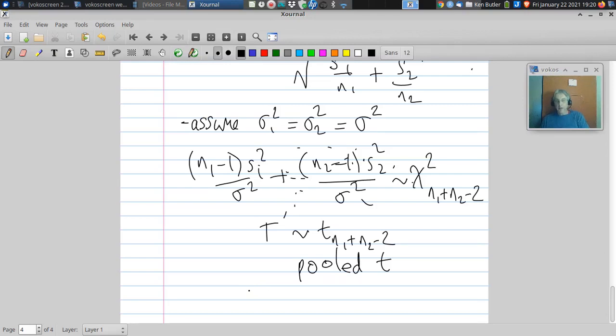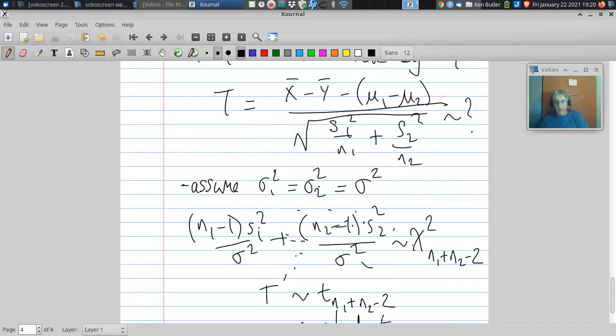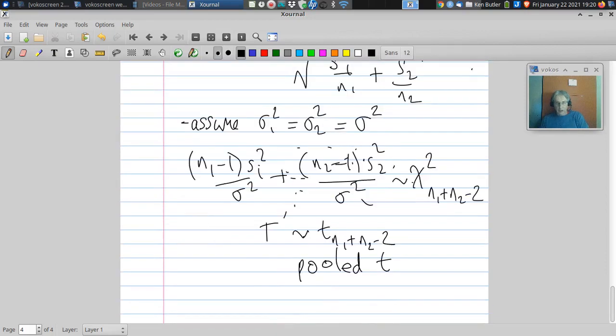Now, we made that assumption. It may or may not be true. So how about if we don't make that assumption? Then we've got to think about what is the distribution of that thing, s1 squared over n1 plus s2 squared over n2. And if we try and do something like this, it's not going to work out.